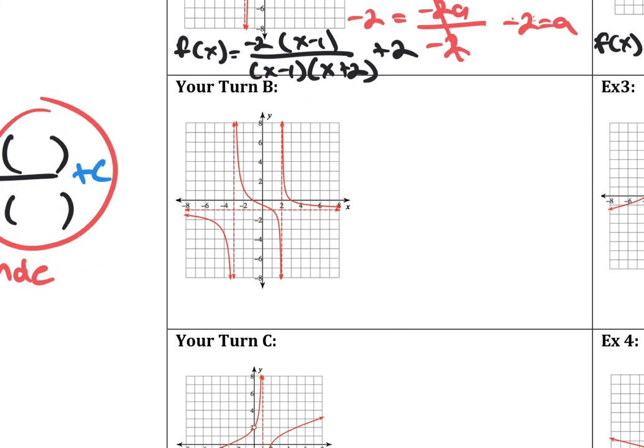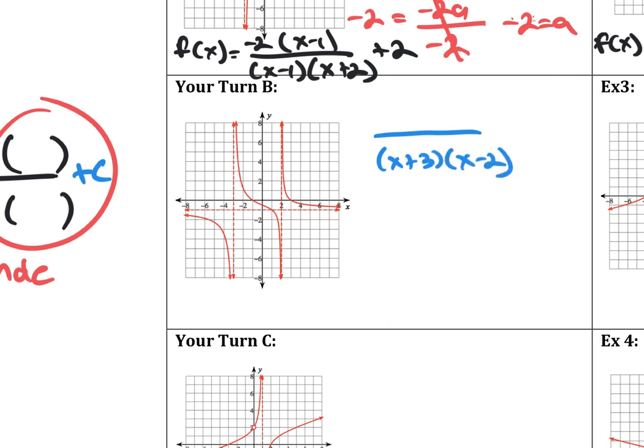Okay, we're going to do one more of these your turns together, and then I'm going to have you guys attempt one on your own here. So we, again, are trying to identify as much as we can. I notice right away there are no holes, so once again, we don't have any common things on top and bottom. I do have two vertical asymptotes, though. I have one here at -3 and one here at +2. So we're going to go ahead and write down our factors as x plus 3 and x minus 2.